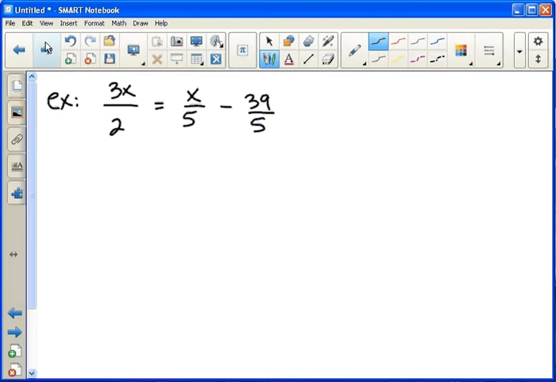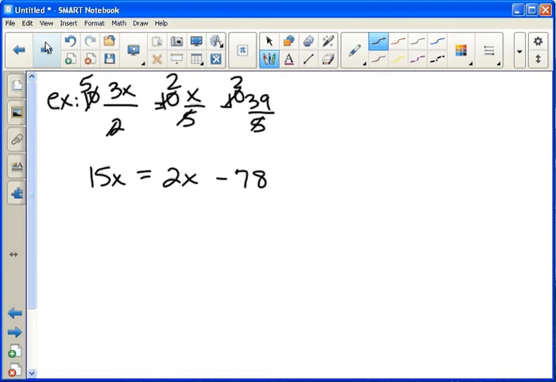So you have to think of the smallest number that's divisible by both 2 and 5. And that number would be 10. So I'm going to multiply every single piece here by 10. So I can reduce these, because 10 into 2 is 5, 10 into 5 is 2, and 10 into 5 is 2. So that gives me 5 times 3x, which is 15x, 2 times x, which is 2x, and 2 times negative 39, which would be negative 78.